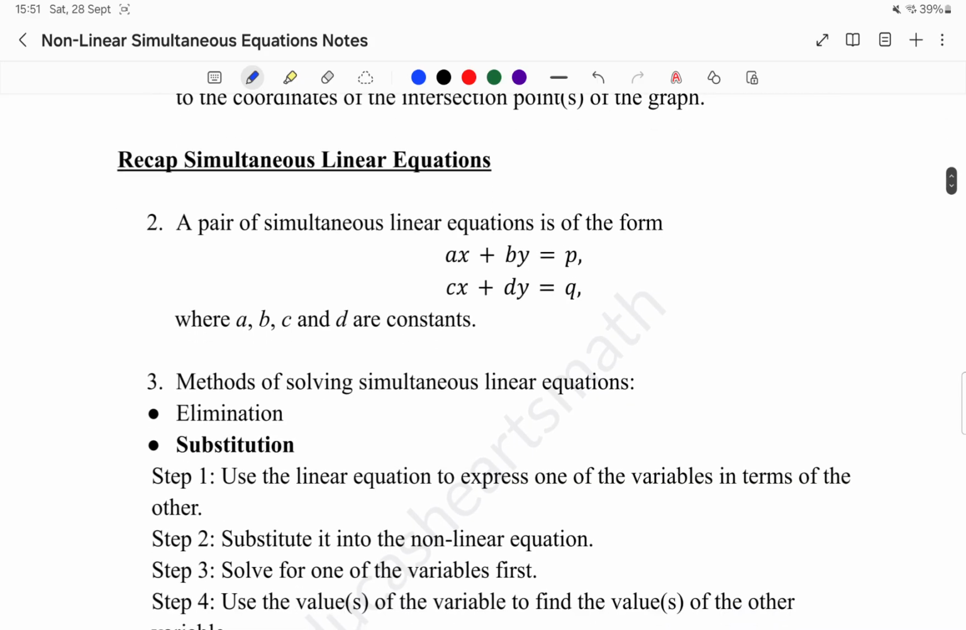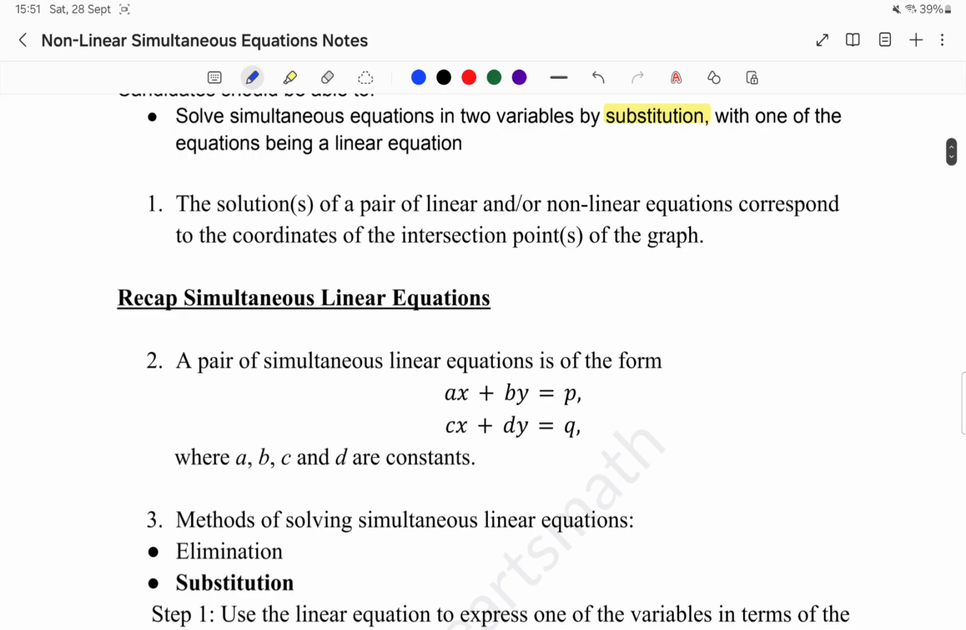What this means is that when you have simultaneous linear equations, you will have two straight lines that will intersect at a certain point, and this point here is the solution, your set of coordinates x and y. This will also apply to a case when it's non-linear, where it could be a line intersecting a curve.